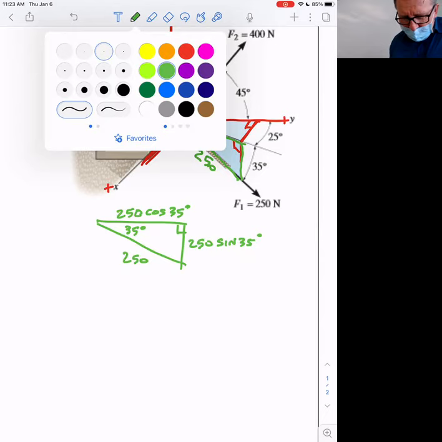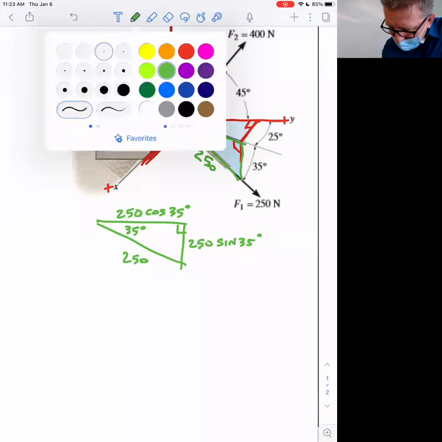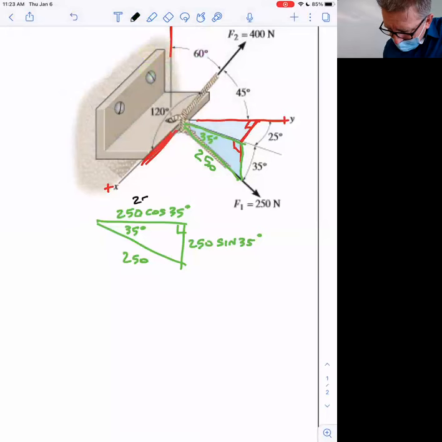So 250 times the cosine of 35. I see when I look at my calculator, I missed the 2, so I get to type it again. I got 204.8. And for our purposes, I'm not going to worry about rounding right now. $204.8.